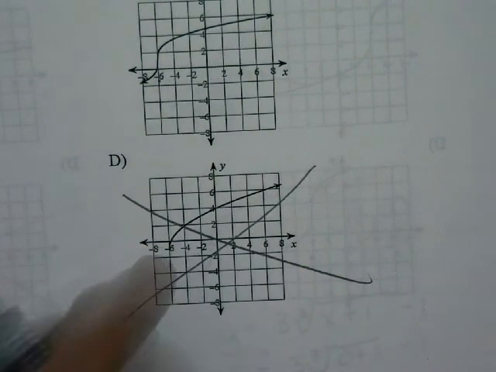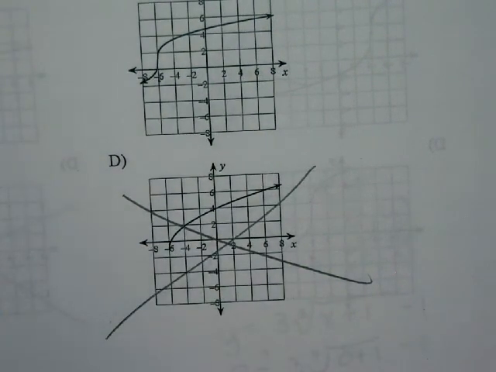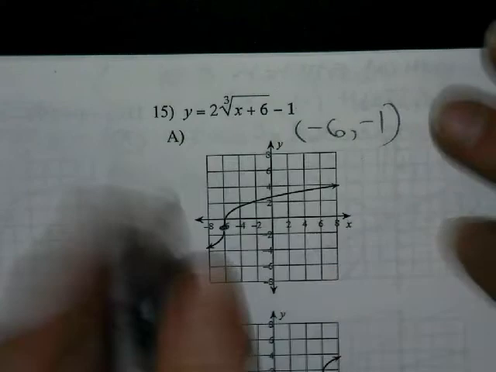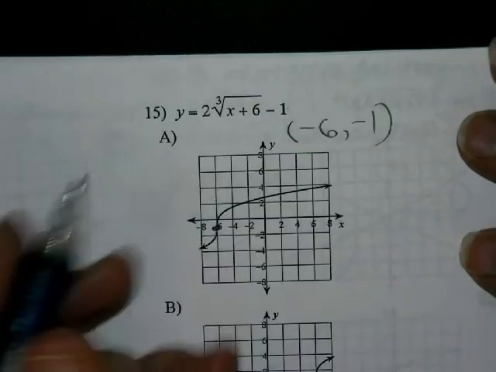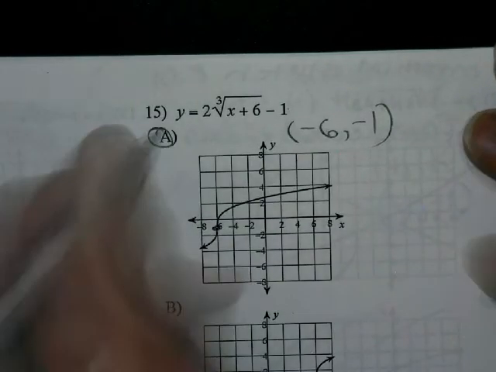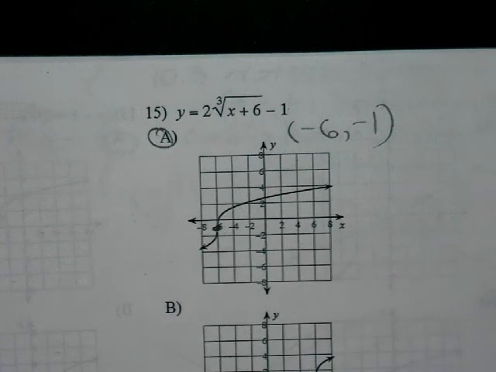B, negative 6, negative 1, nope. C, negative 6, negative 1, nope. D is liar, liar, pants on fire. That would have been a tricky one if you were in the heat of the moment. It does have a negative 6 and negative 1 as the endpoint, but remember the last 5 are cube roots. Thank you. Be ready for the test. Are you feeling it?